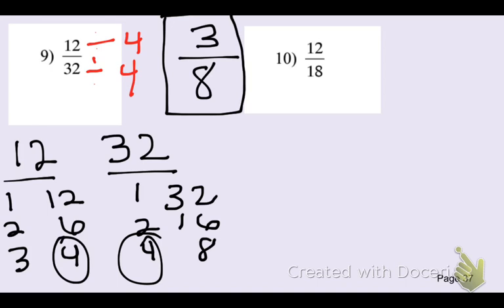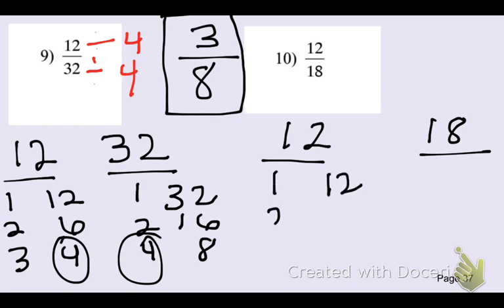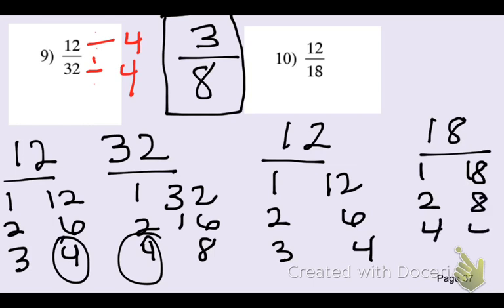All right, let's move on to 12 and 18. Let's list out all the factors of 12, and then all the factors of 18. I have 1 multiplied by 12, 2 multiplied by 6, and 3 multiplied by 4. For 18, I have 1 multiplied by 18, 2 multiplied by 8, and 4 multiplied by 4. So I can say that the GCF of 12 and 18 is 4.